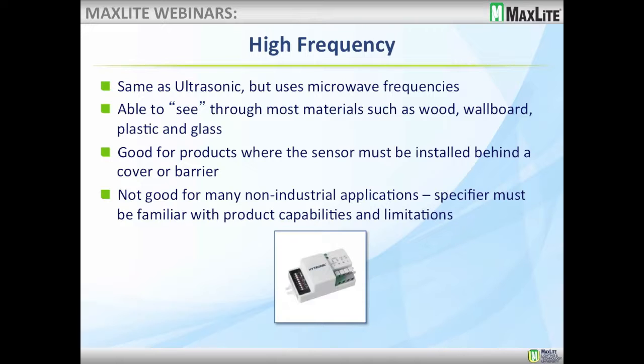So the thing you have to be careful about with a high frequency sensor is that the specifier needs to understand that if you put this in a room that's constructed of wallboard and lumber, it's very likely that it can see through the wall and end up with false tripping. People walking through the hallway outside could fool the sensor into thinking that the light should be on in the room. So it needs to be utilized by installers who are familiar with the technology and understand how it works.